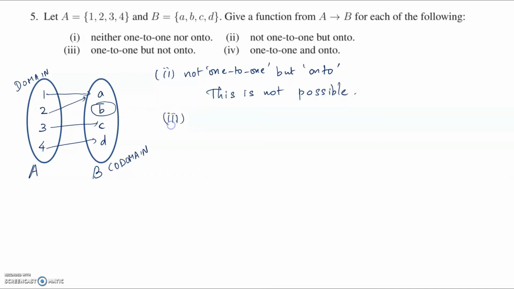Similarly, for the third, 1-to-1 but not onto. For a 1-to-1 relationship, each element in A should be associated with a unique element in B. Let's say 1 is with A, 2 is with B, 3 is with C, 4 is with D. So when we look at this, if this is 1-to-1, it's going to look like this. But it's not an onto relationship because there's no element in the codomain which is not associated with the domain. Therefore, this is not possible.